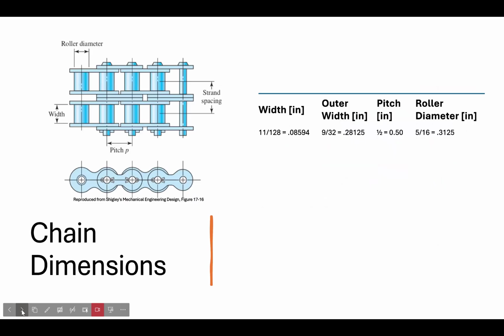Begin with measured dimensions of the chain of the bike that we analyzed. The width between the plates of the chain was 11/128 of an inch. Seems odd, but that's actually a standard. Outer width, so the total outer width from the outside edge of the plates, was 9/32 of an inch. The pitch, the distance between the rollers of the chain, was measured to be 1/2 inch with a roller diameter of 5/16 of an inch.